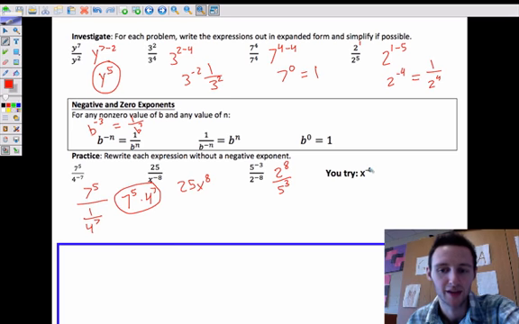So for the you try, you've got x to the negative 4th. So go ahead, if you haven't done them already, go ahead, finish up all those you tries, and then we'll talk about them in class.